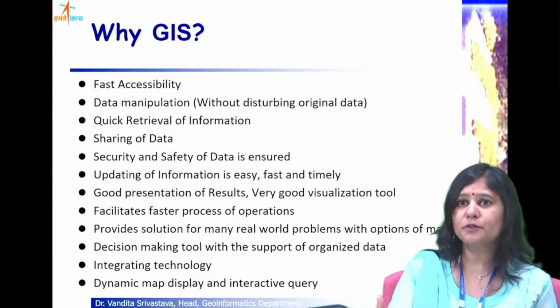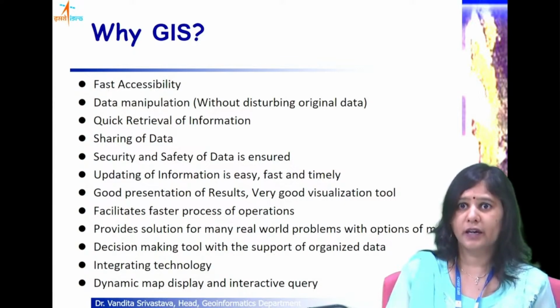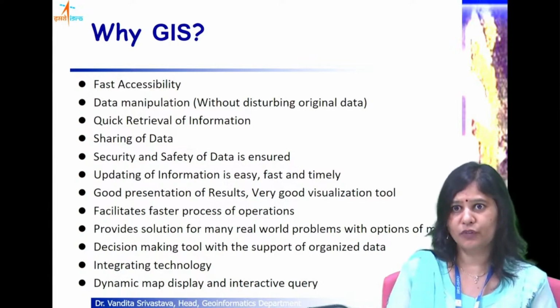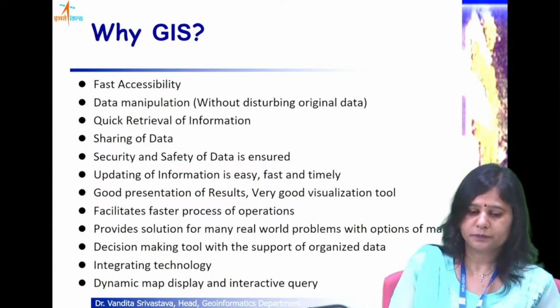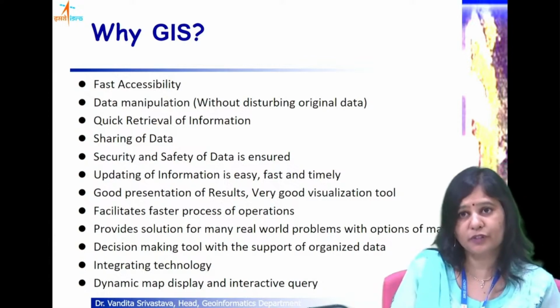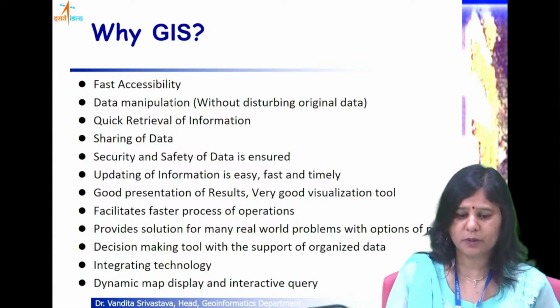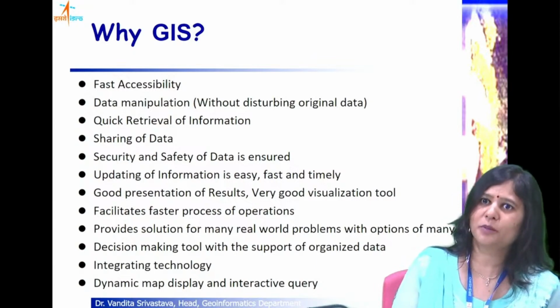The data sharing becomes much more secure and fast, and it becomes possible because we have everything in digital form. We can share the data, the geographic information, and the maps. So security and safety of the data is ensured. Only the authorized logins will be able to access the information. Then updating of the information is easy.